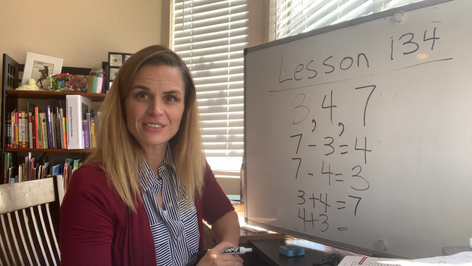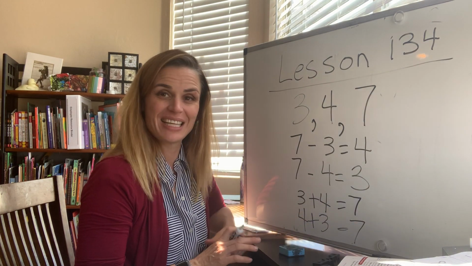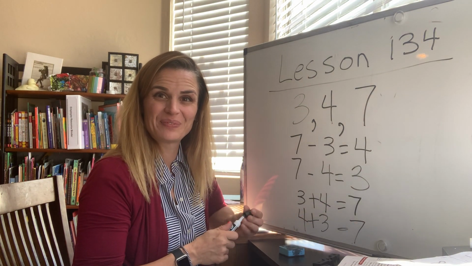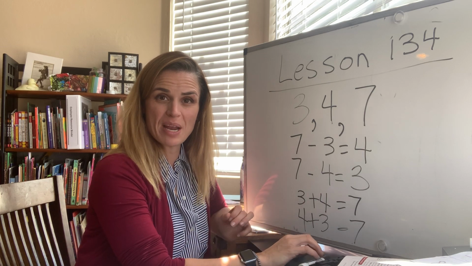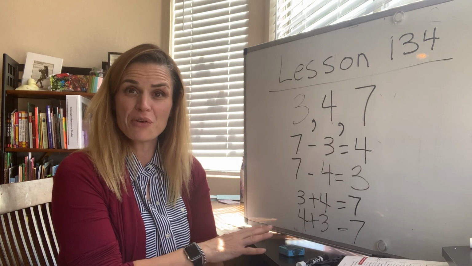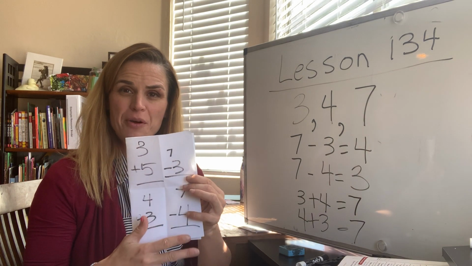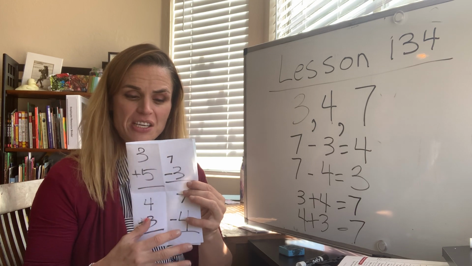What is it? Right, 7 is your answer on your whiteboard. And now we know the fact family. We are going to make sure that we write it on the other part of our fact cards.